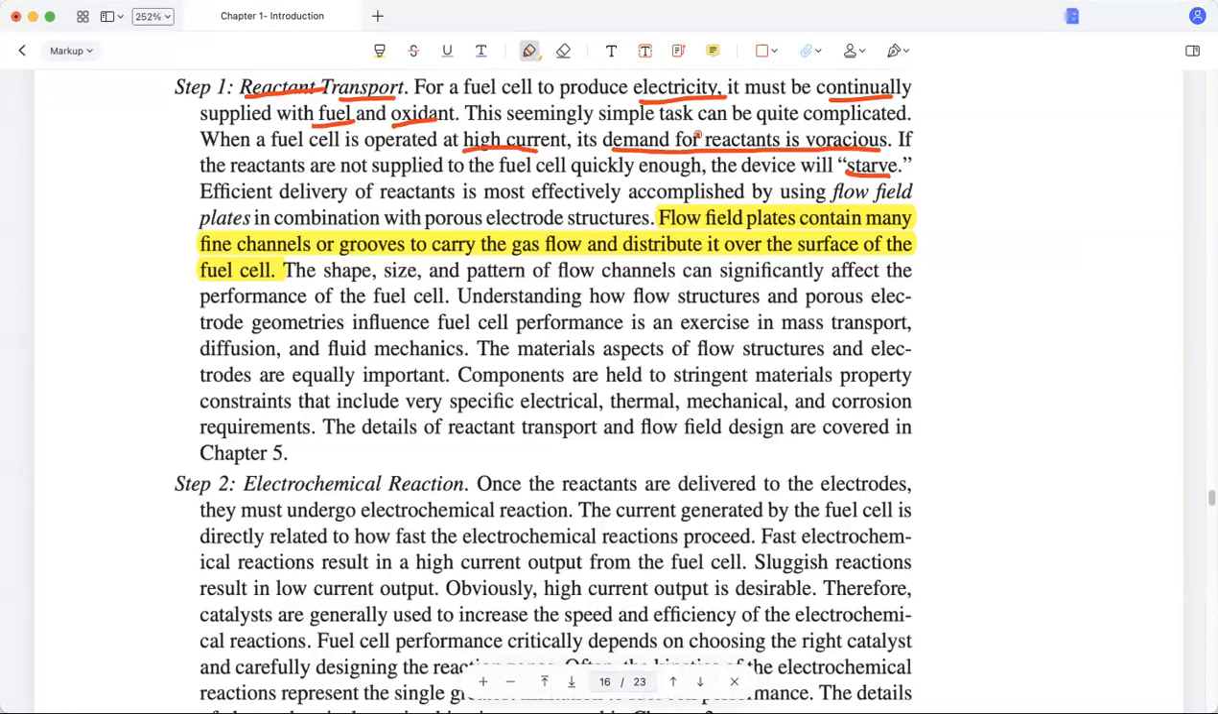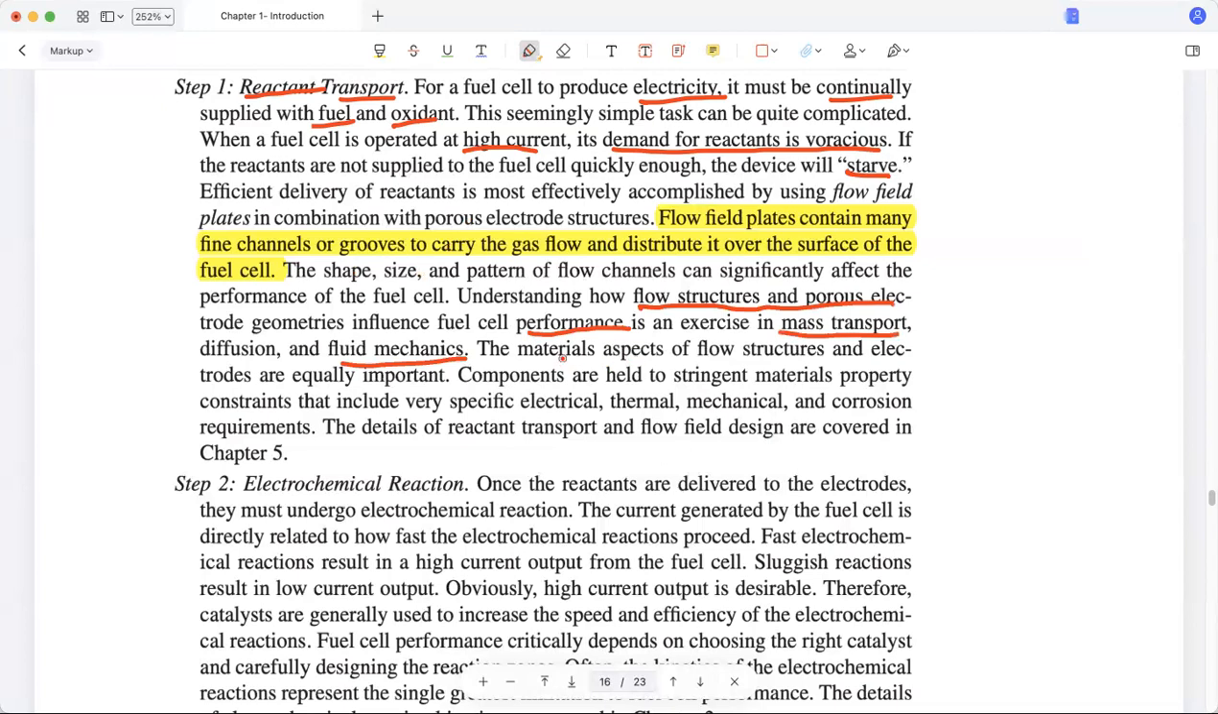Efficient delivery of the reactants is most effectively accomplished by flow field plates in combination with porous electrode structures. Flow field plates contain many fine channels or grooves to carry the gas flow and distribute it over the surface of the fuel cell. The shape, size, and pattern of flow channels can significantly affect the performance of the fuel cell. Understanding how flow structures and the porous electrode geometries influence the fuel cell performance is an exercise in mass transport, diffusion, and fluid mechanics.